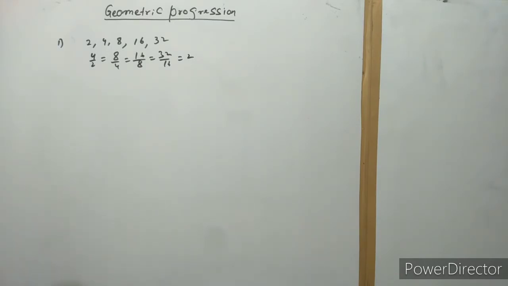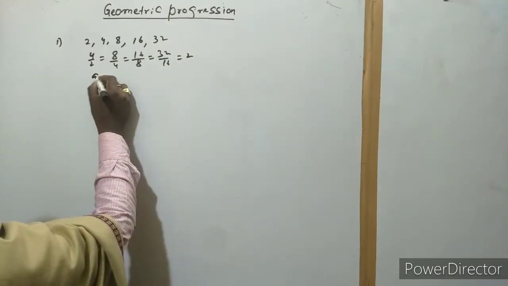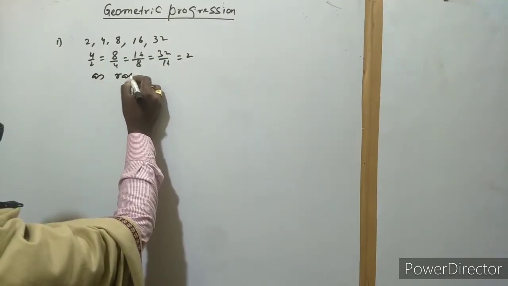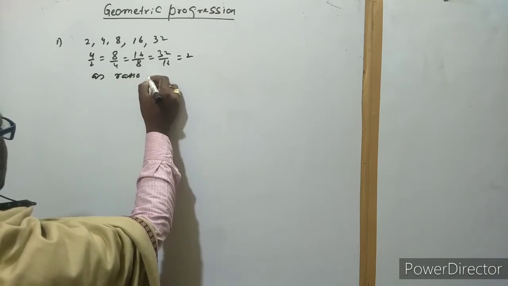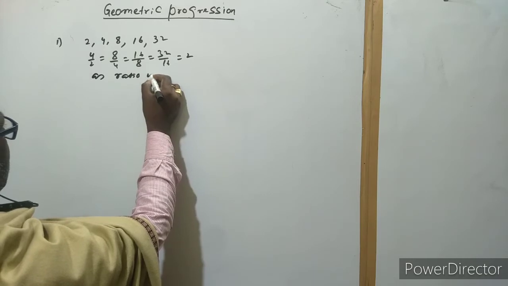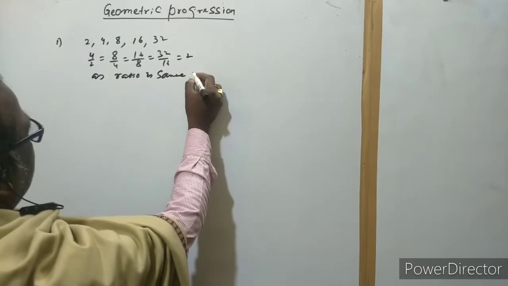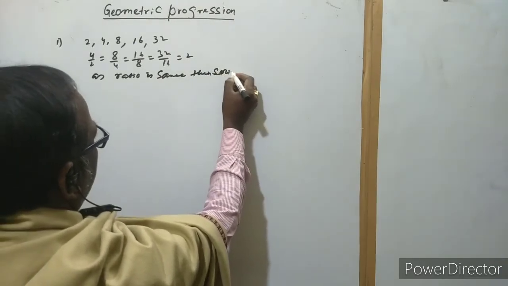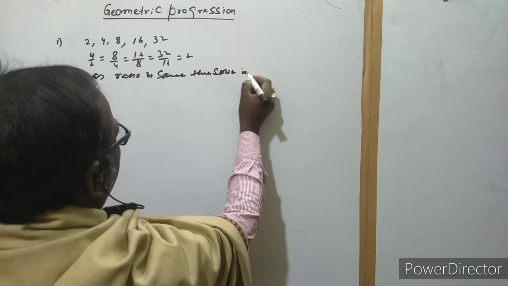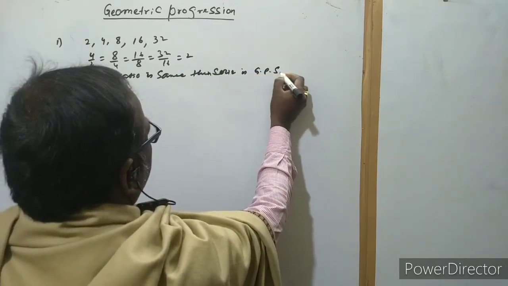So as the ratio is the same, then the series is a GP series.